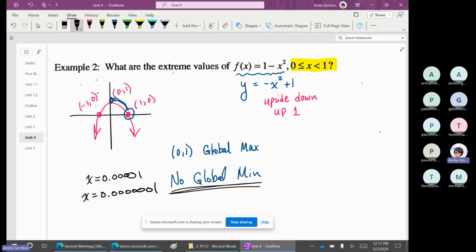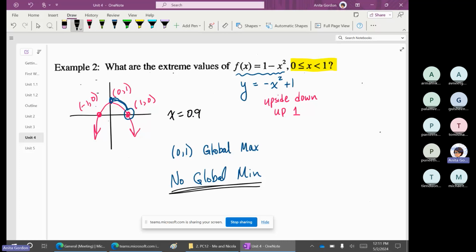Yes? Why is not a point just after 1, 0 the global min? Say that again. On the graph, when you trace the path, a point just after 1, 0. Right here, you mean? In the negative direction. I think she's saying 0.9999, the global min. Same idea.